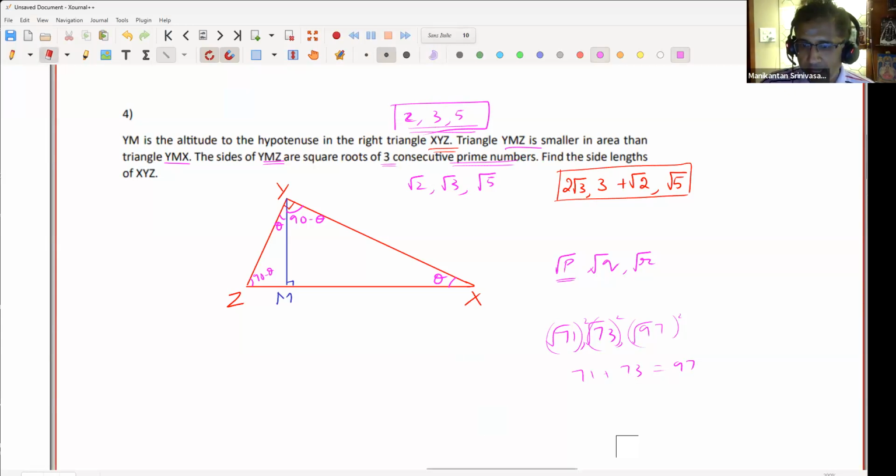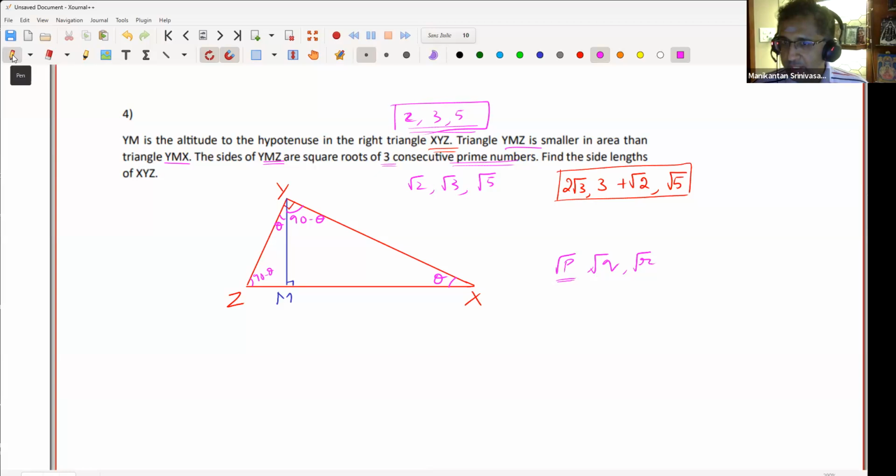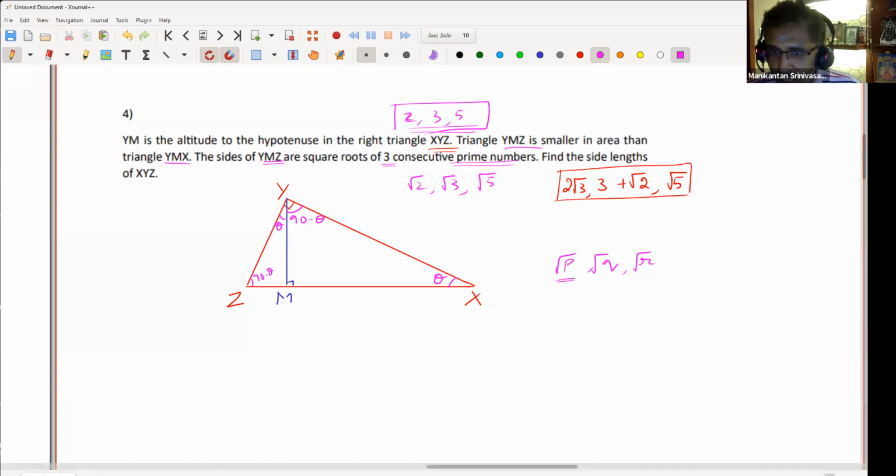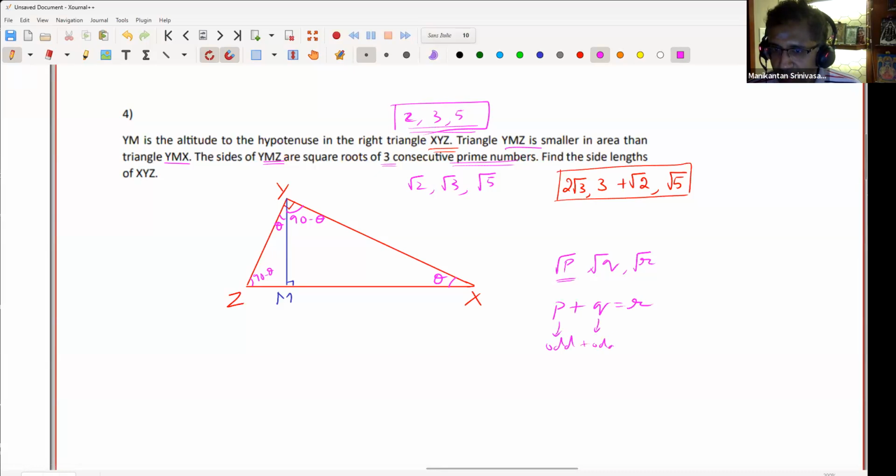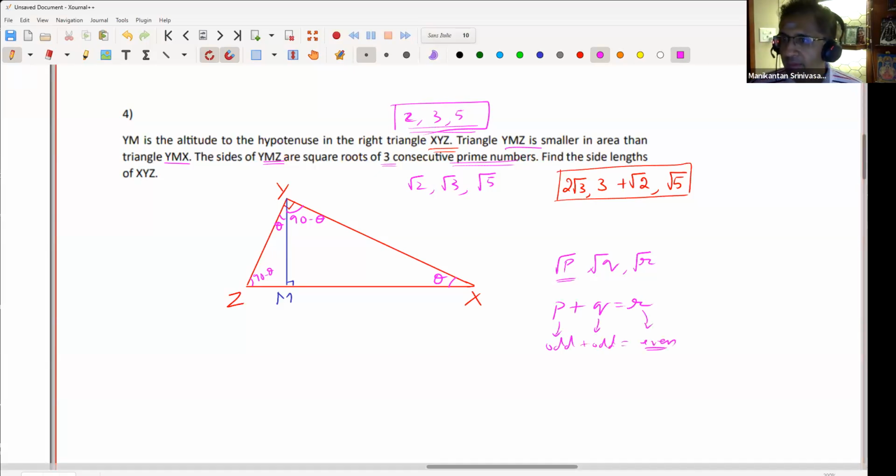So I'll repeat again what he said, if it's not clear to everyone. We are starting with no assumption. We are saying P, Q, and R are 3 consecutive prime numbers. Therefore, the side lengths are root P, root Q, and root R, which means when I square, I should get P plus Q equal to R. But typically, prime numbers are odd, except for 2 which is even. So odd plus odd will be even. So how can R be a prime number and be even?